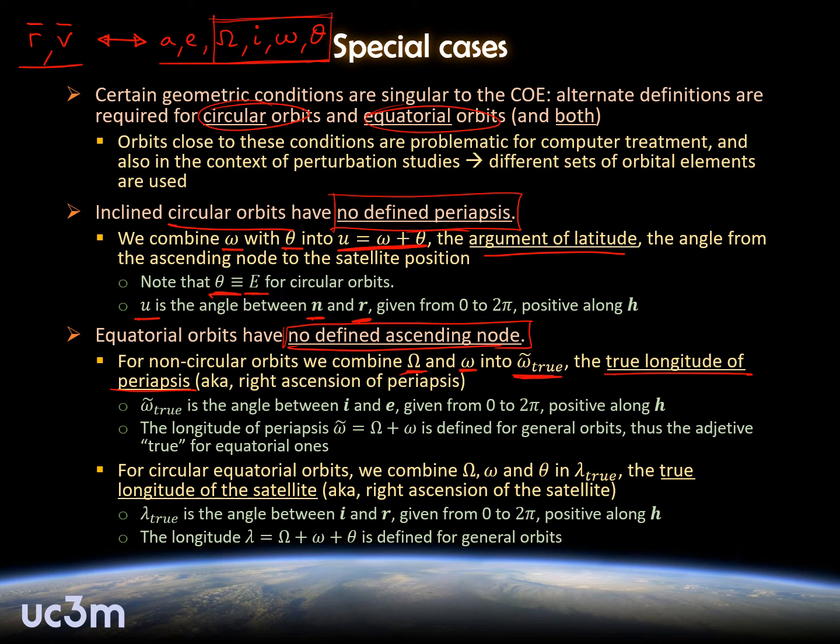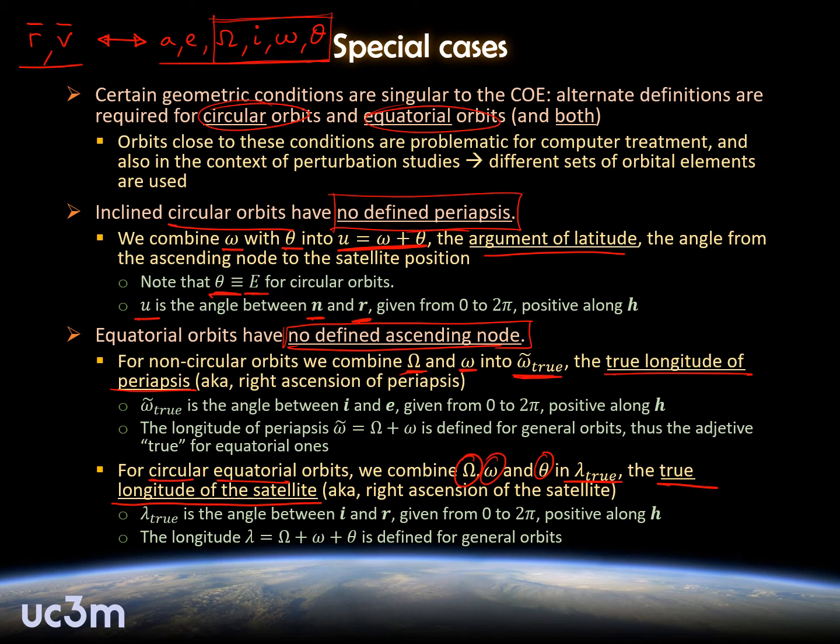Finally, the combination of the two cases: circular equatorial orbits. In this case, we don't have capital omega, small omega, or theta well defined, so we need to solve it. Again, the approach is to combine the three of them, which is well defined. The sum of the three angles actually exists and is well defined. We will call it lambda true, and that is the true longitude of the object. So with these definitions, we have alternatives to the classical orbital elements specific for these pathological cases.